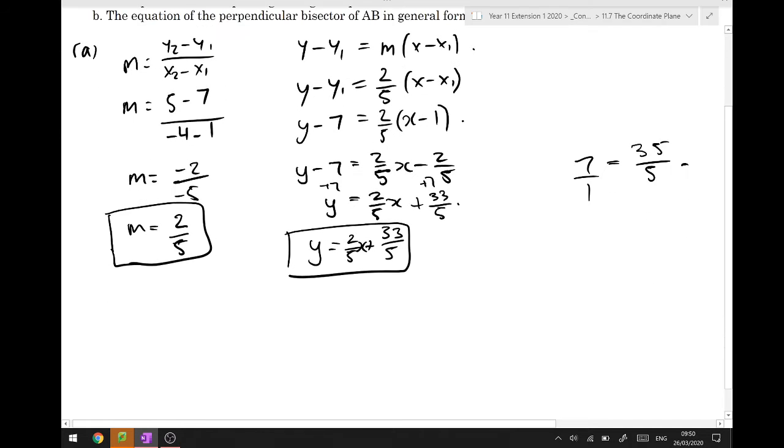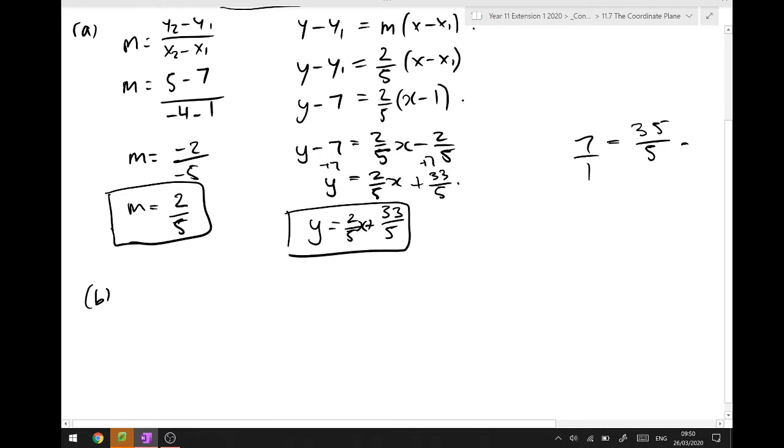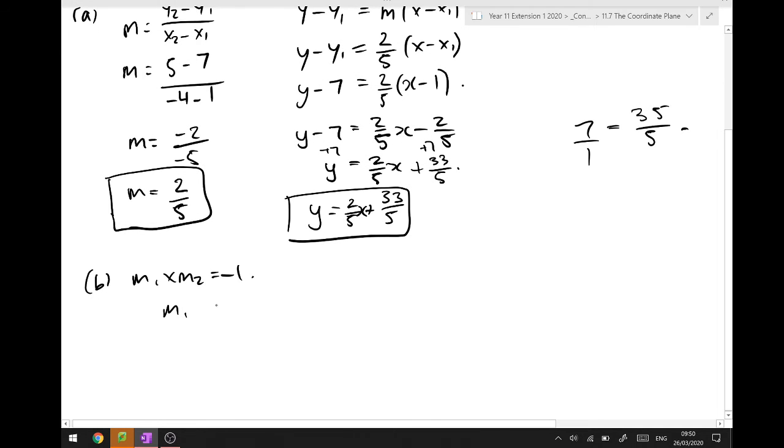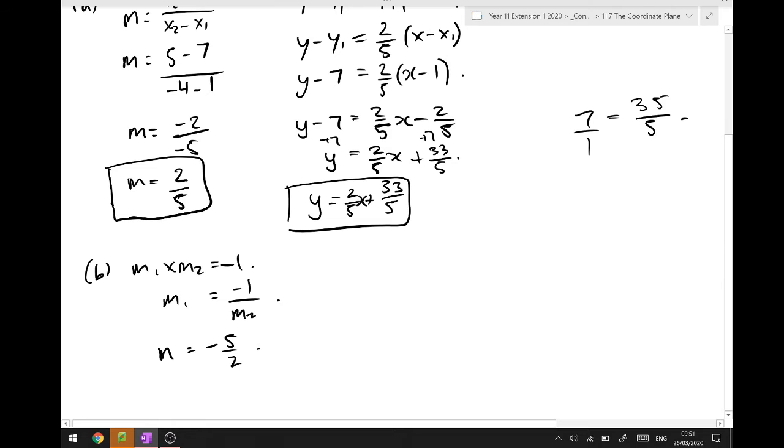So that's part A. Now part B, the equation of the perpendicular bisector of AB in general form. So the equation of the perpendicular bisector. So we know perpendicular, and we did that in the last question. Perpendicular just means that m1 times m2 is equal to negative 1. Or in other words, m1 is equal to the negative reciprocal of the other. So I know it's 2 on 5, so the negative reciprocal of my first gradient is negative 5 on 2, by just flipping it around like that. So swap those sides around and then put a negative in front.